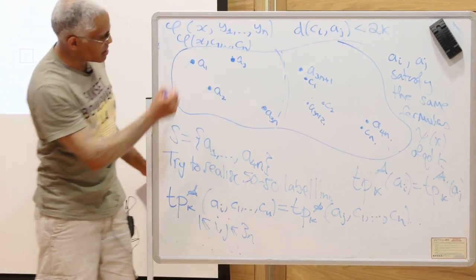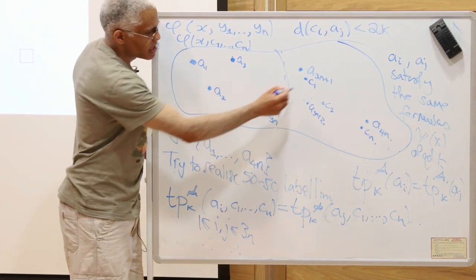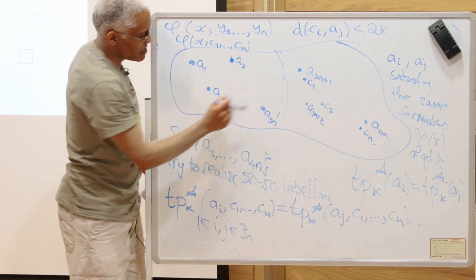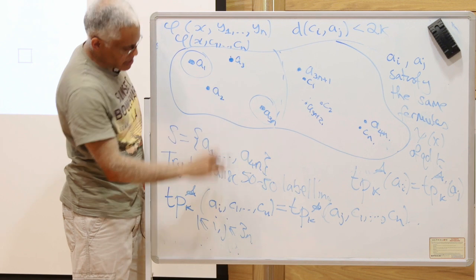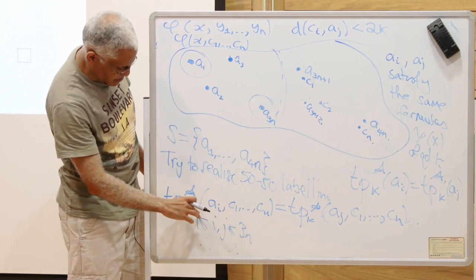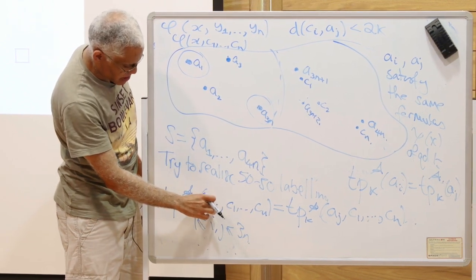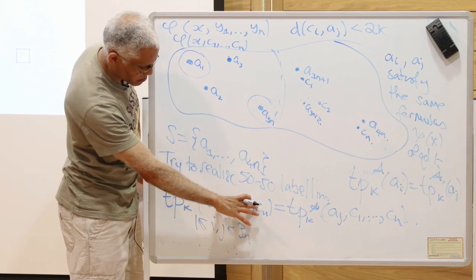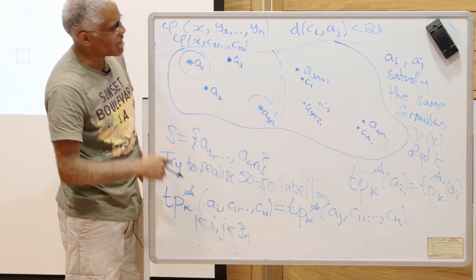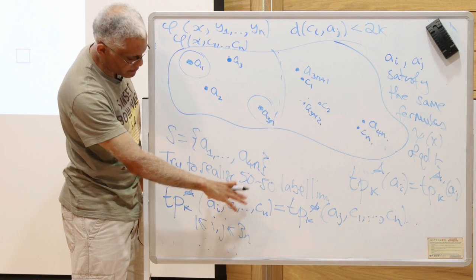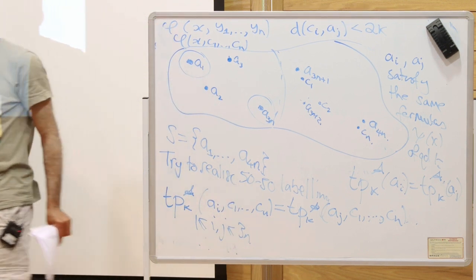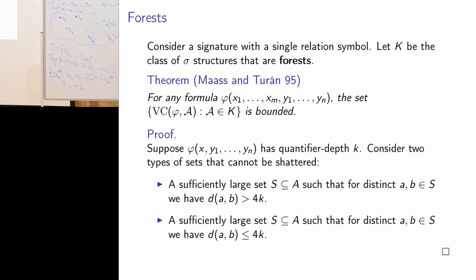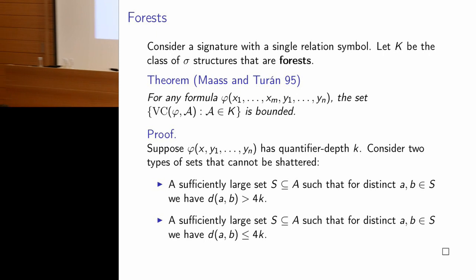So what's the situation? I've got guys that are far apart. I've got these parameters that are over here. And these guys have the same types. And therefore, by general properties of first order logic, the type of this tuple is the same as the type of this tuple. And in particular, they're indistinguishable by formulas of quantified depth k, in particular by this formula here. Okay, so that's kind of hard work. That's detailed.